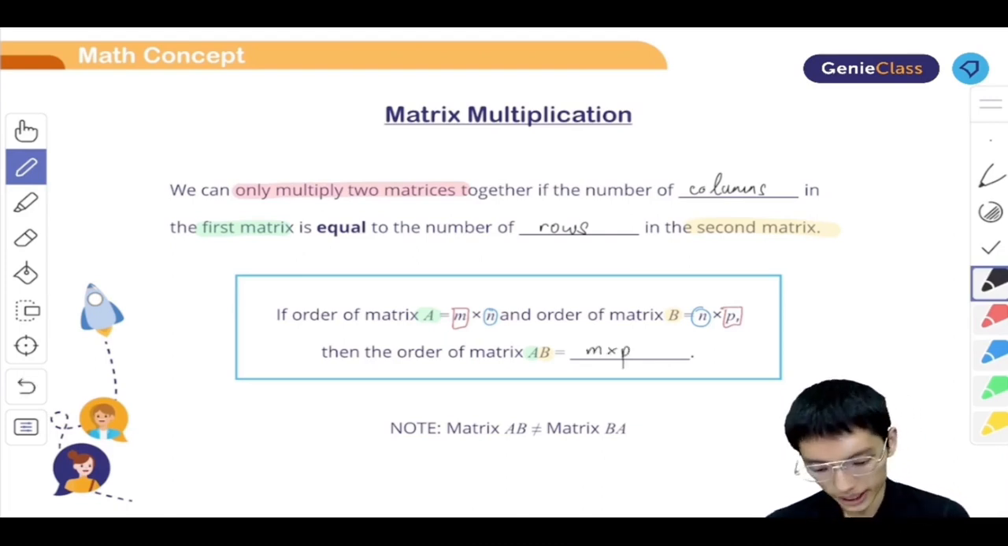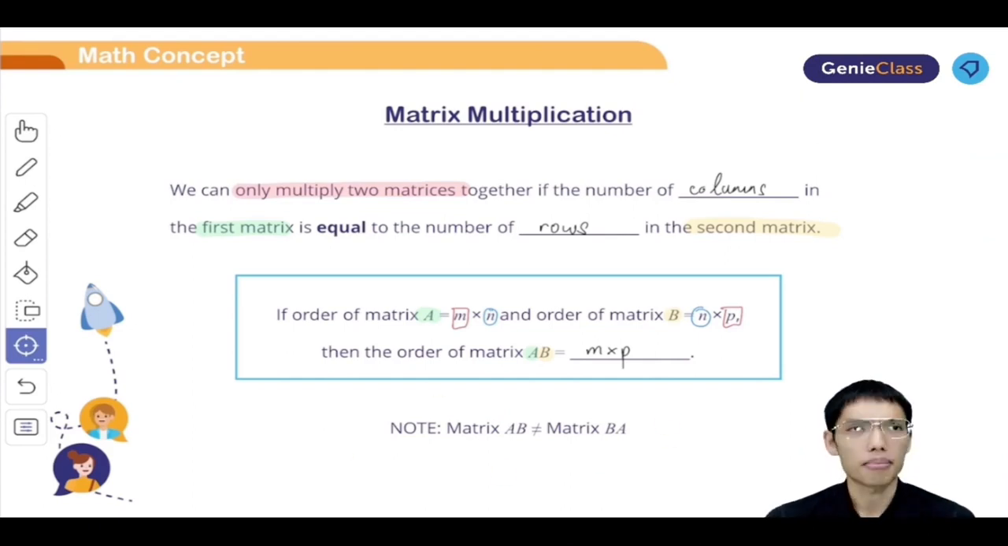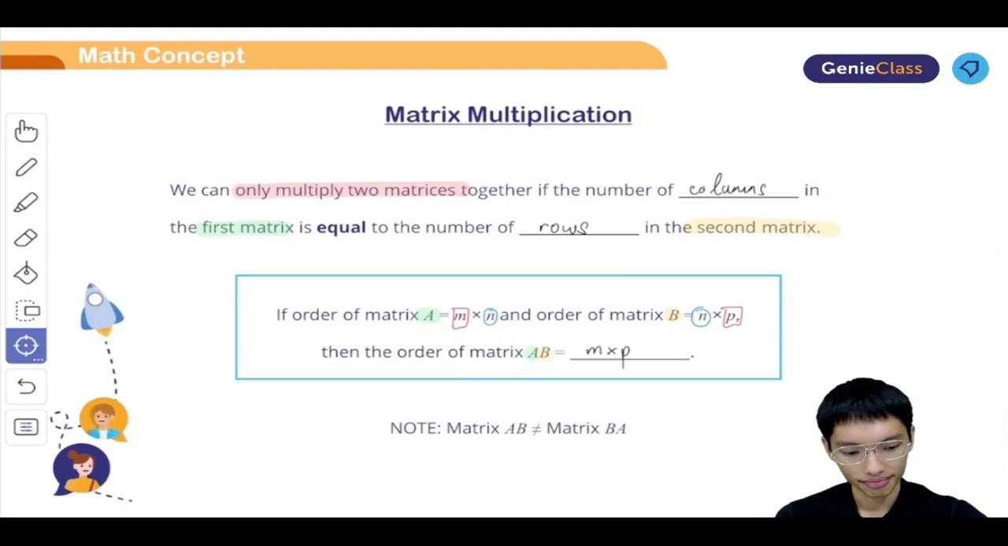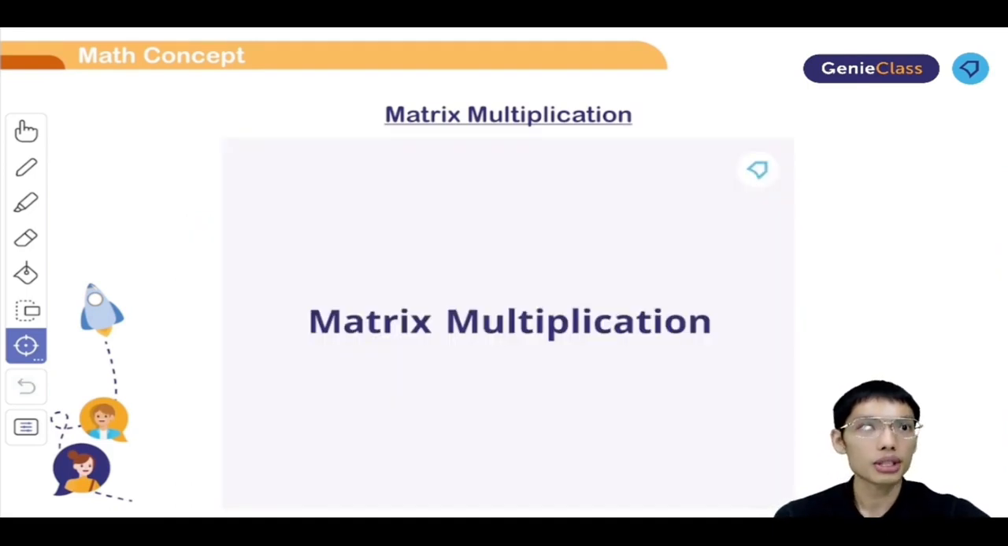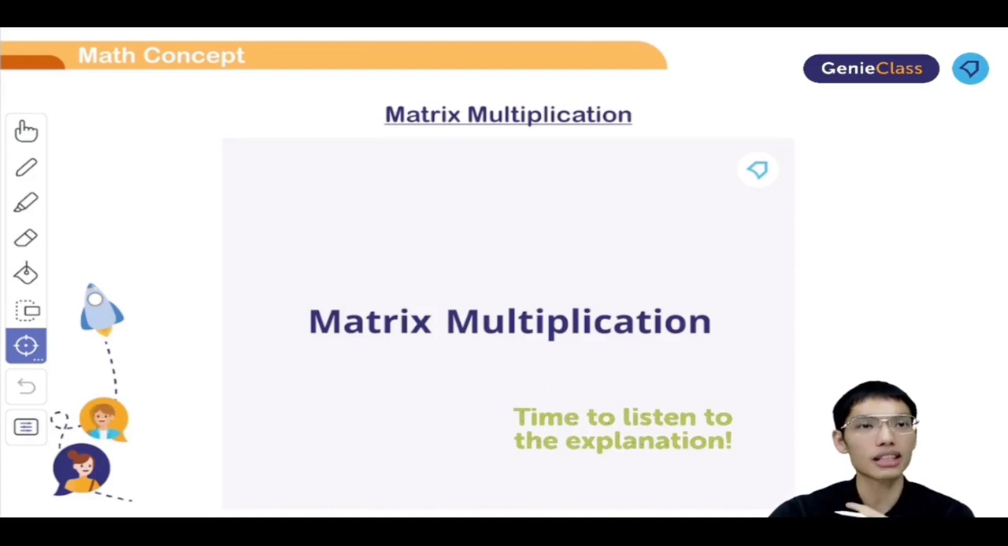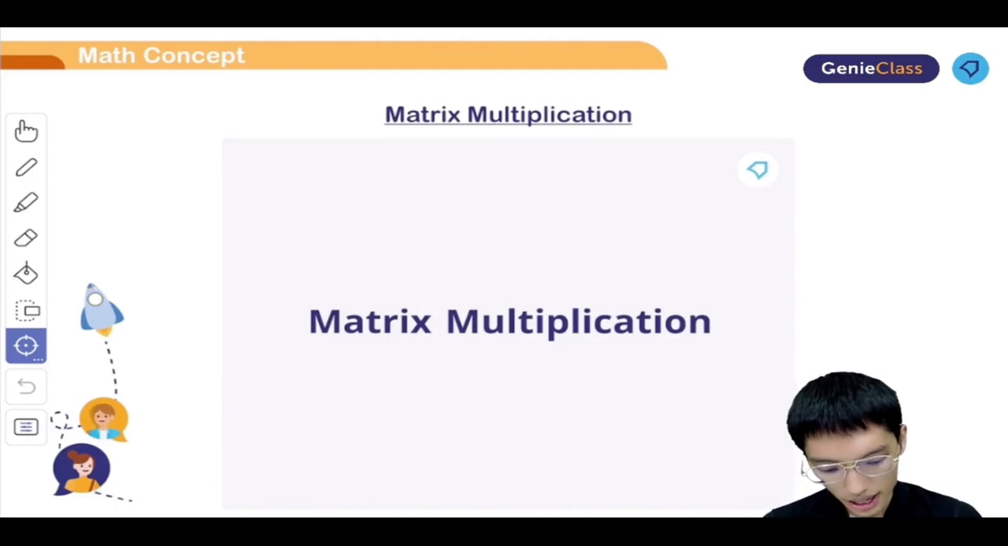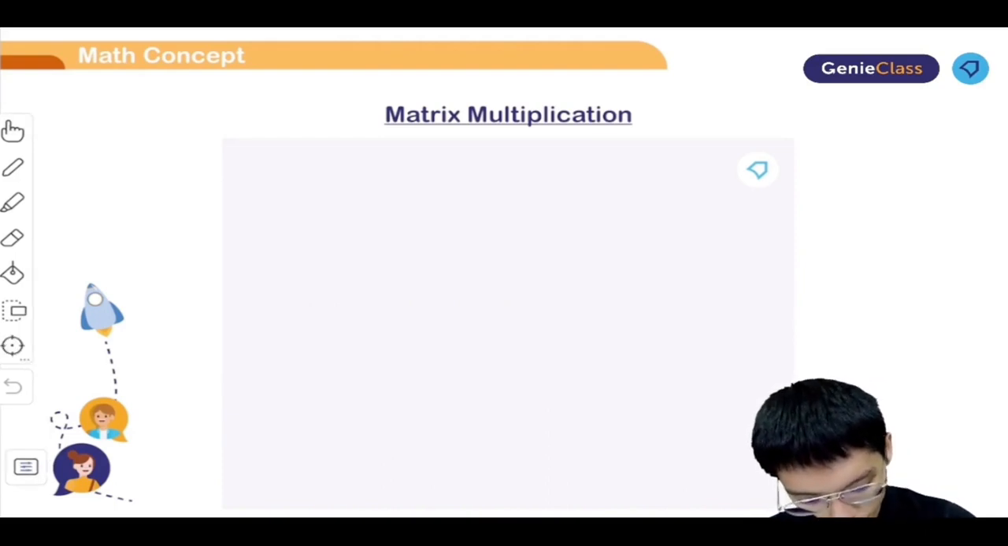Now, look at this particular note over here. Matrix AB is not equal to matrix BA. Why is that so? This will be shown in more detail when we go through the worked example, but how does matrix multiplication come about? That's why we take note in matrix multiplication, and look at the video and listen to this particular explanation when the video is gone through. All right, so let's go towards the video time.